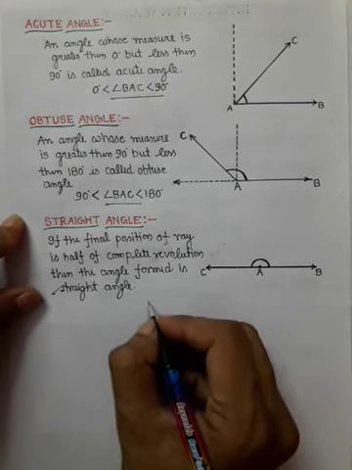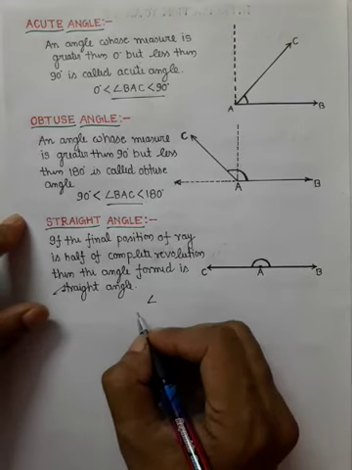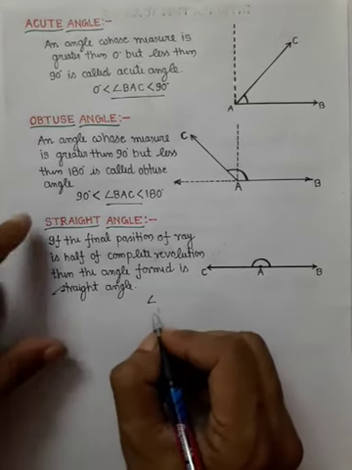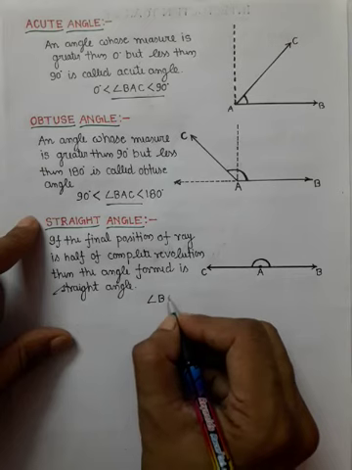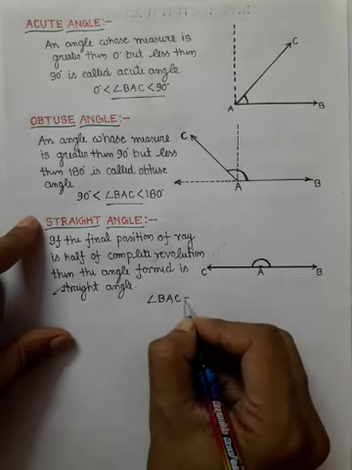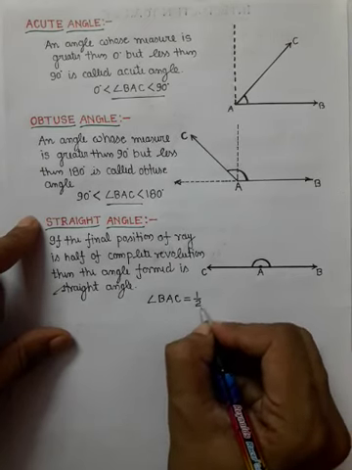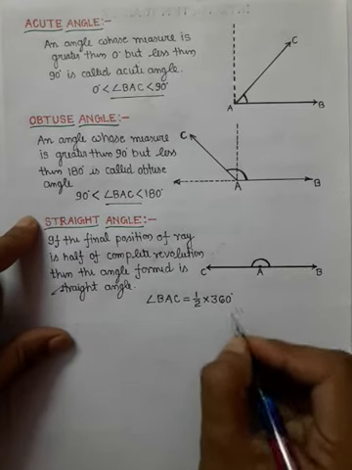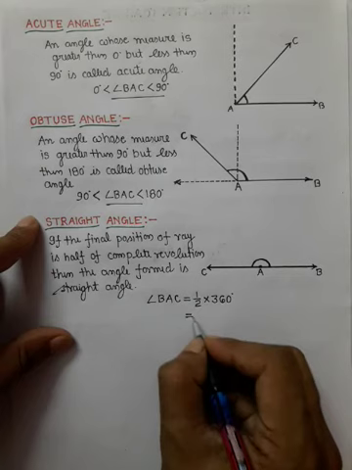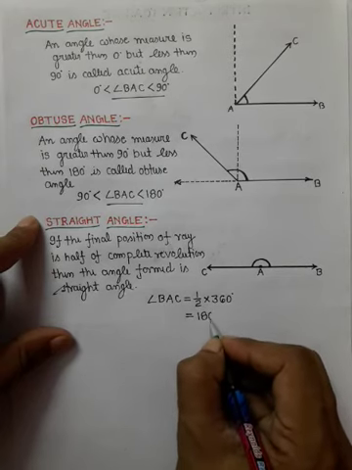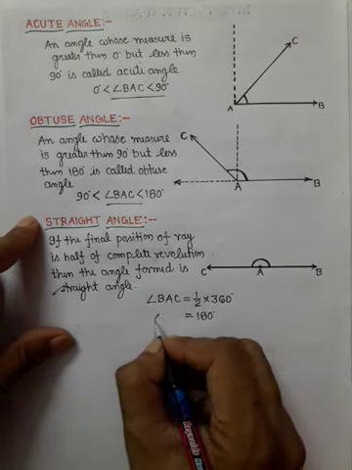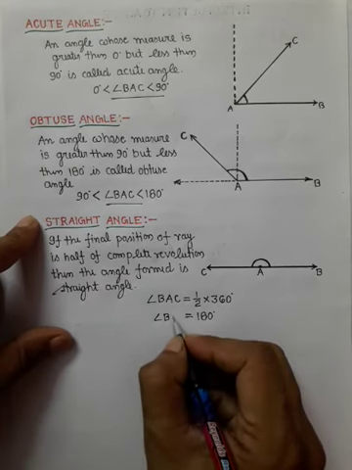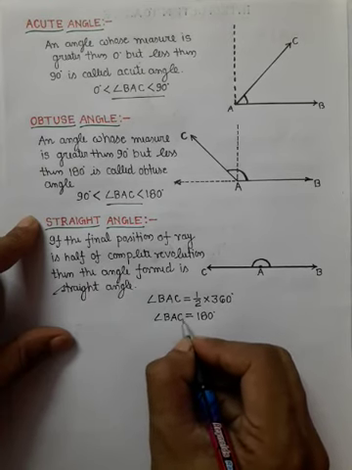So here angle BAC is half of one complete revolution, and one complete revolution forms 360 degree. So this comes out 180 degree. So always remember, students, the measurement of a straight angle is 180 degree.